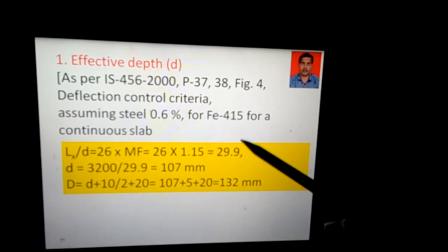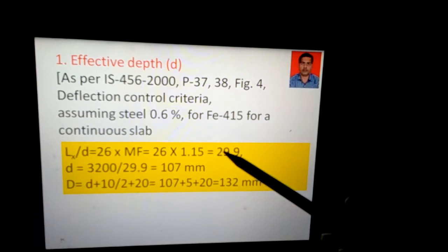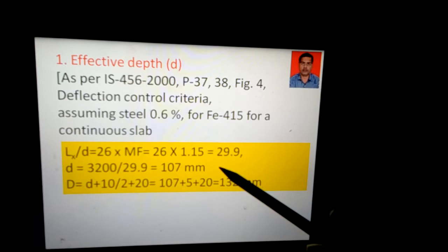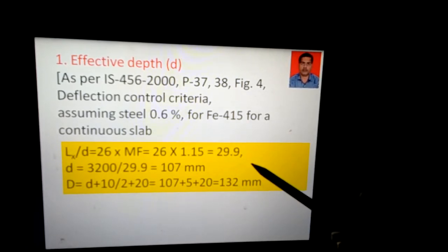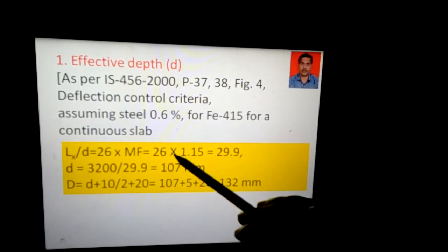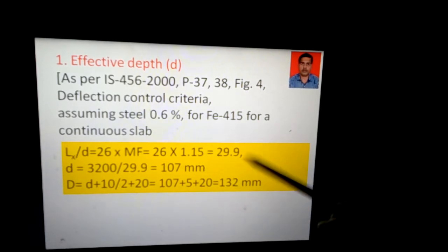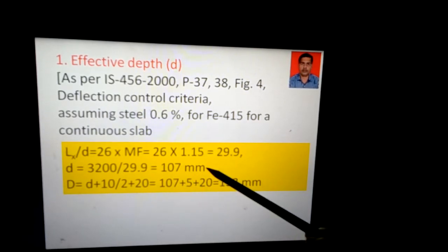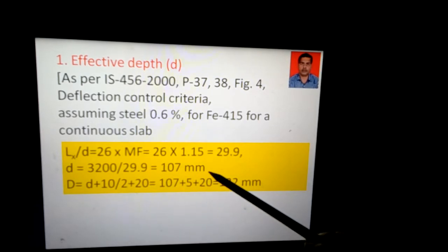As per IS 456-2000, page 37-38, figure 4, from deflection control criteria, assuming a steel percentage of 0.6% for Fe415 for a continuous slab, from figure 4 we get L/D ratio 26 multiplied by modification factor. For this percentage and this steel, the modification factor is 1.15 from figure 4, so this becomes 29.9. Now d becomes Lx by 29.9, that is 3200 millimeter by 29.9, that is 107 millimeter.